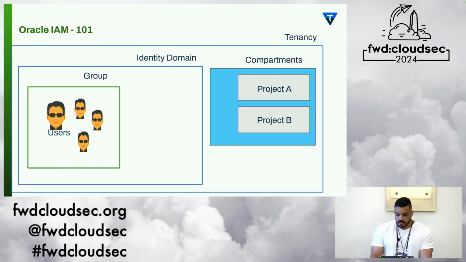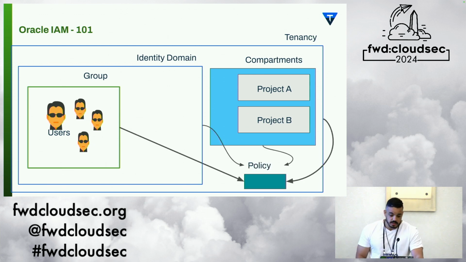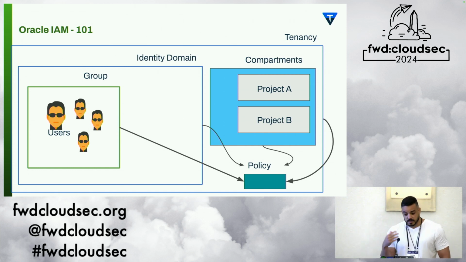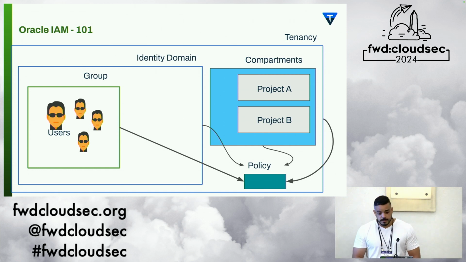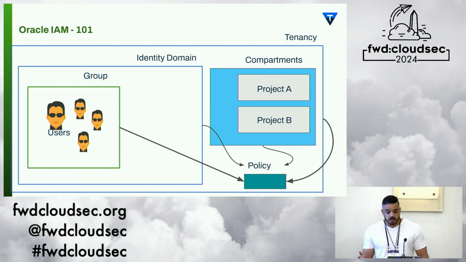And to coordinate all of this, you have the policies. So you can write policies for groups, for identity domains, for compartments, for specific compartments, and for your tenancy. And those policies are basically what does the authorization in Oracle Cloud.